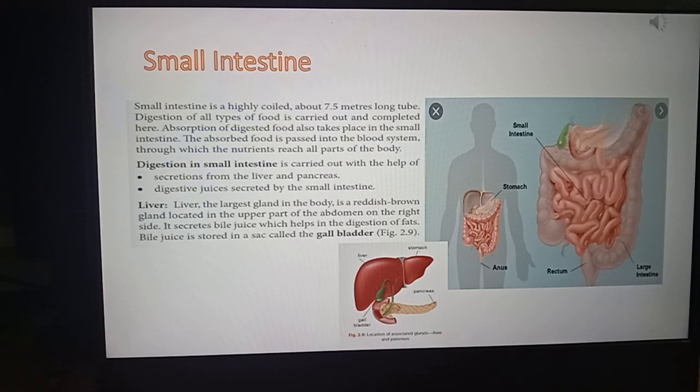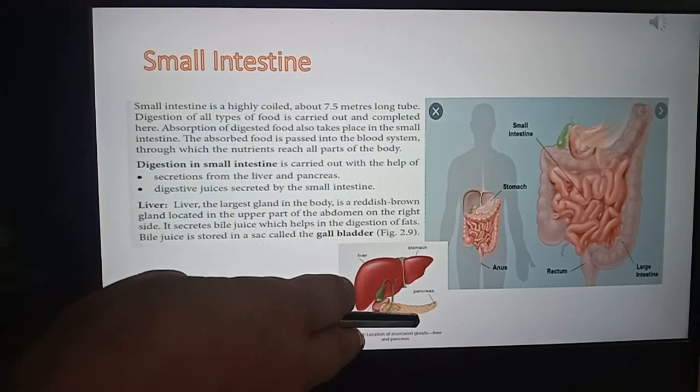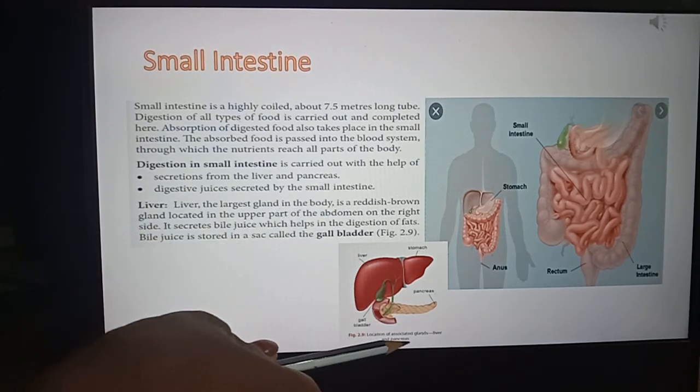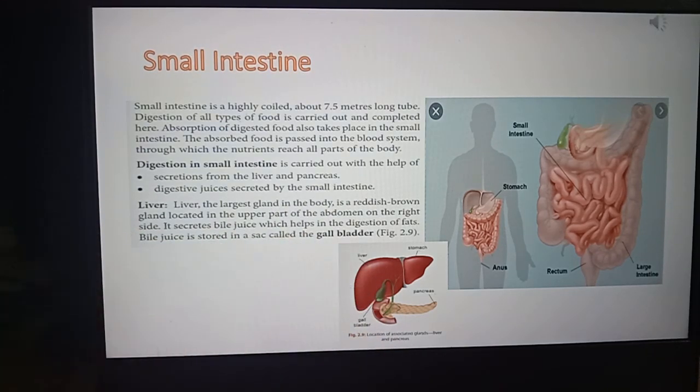I hope you all understand. I will repeat. The small intestine is a coiled structure, about 7.5 meters long. Digestion of all types of food is carried out in the small intestine. It is carried out by the secretions from the liver and pancreas. They secrete juices which are helpful in digesting various food components. The digestive juice secreted by the small intestine also acts on the food components.